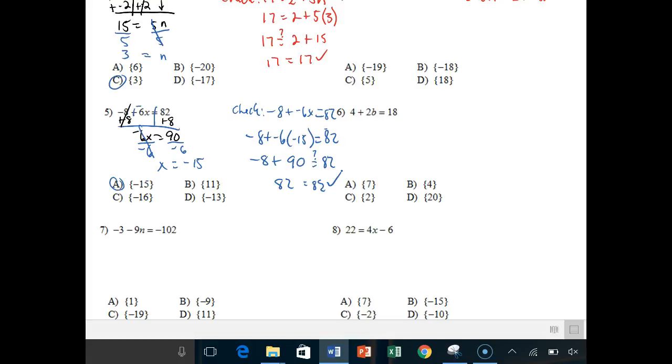Okay, good. Number 6 will be the last one I ask you to check on. So you don't have to check on every problem, but I just want you to prove to me that you indeed do know how to plug in your answer to check to see if it was correct.